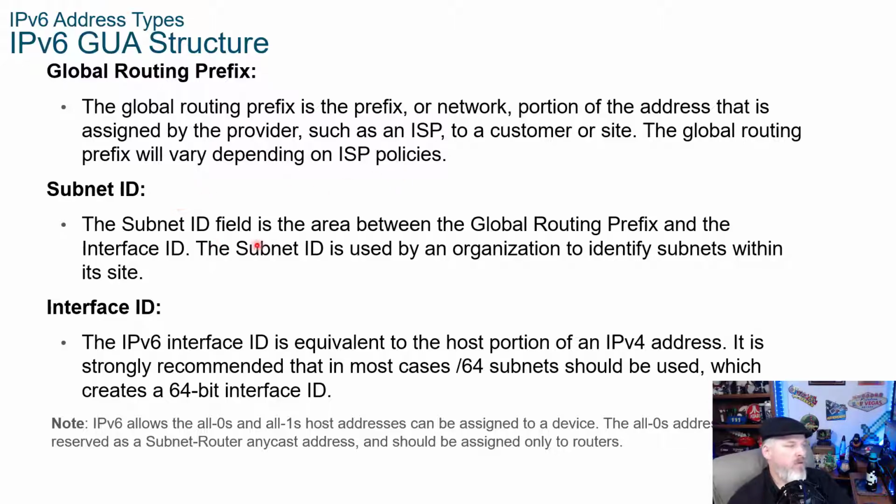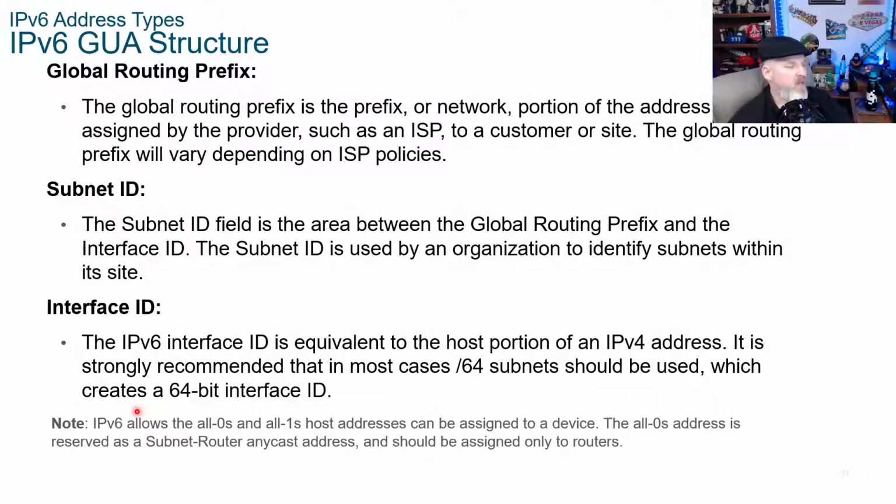Then we have our subnet ID. That's the area between the global routing prefix and the interface ID. The subnet ID is used by an organization to identify subnets within its site. And then we have the interface ID. It's equivalent to the host portion of a v4 address. It's strongly recommended that in most cases /64 subnets be used, which creates a 64-bit interface ID. Now, there's a note that v6 allows the all zeros and all ones host addresses to be assigned to a device. The all zeros address is reserved as the subnet router anycast address and should only be assigned to routers, just as a note there.